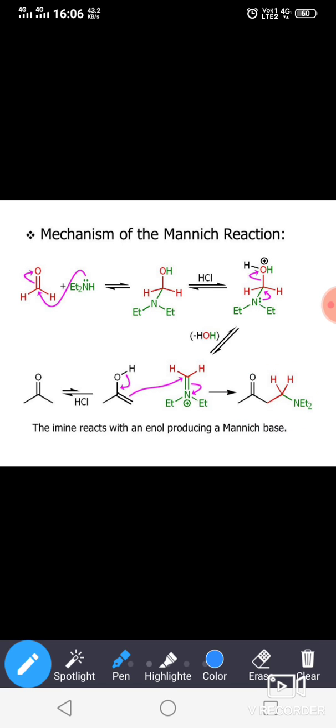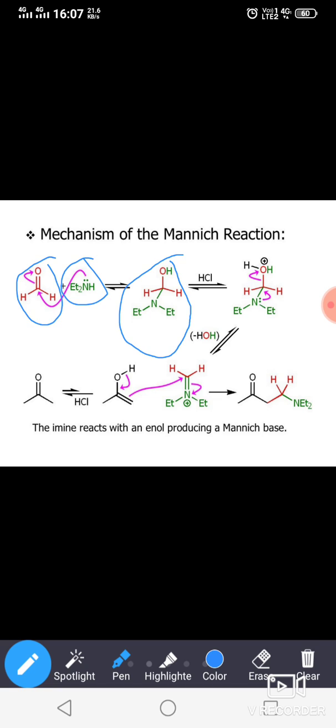As you know, for the Mannich reaction, you should have 3 components. One is a non-enolizable aldehyde. Second, you should have the enolizable carbonyl compound. Third, you should have ammonia or a primary or secondary amine. Okay, these 3 things are required. They will undergo the condensation reaction and will form the beta amino carbonyl compound. So here, first step, this non-enolizable aldehyde, means formaldehyde, will react with the diethylamine.